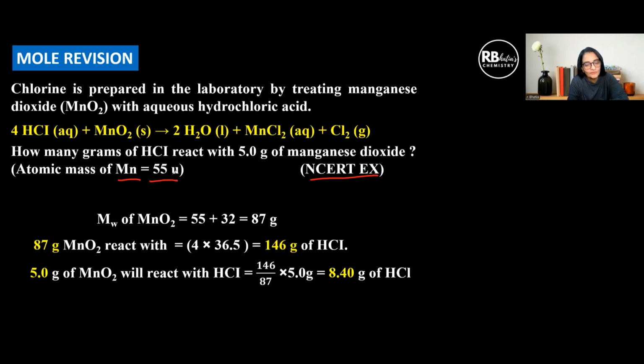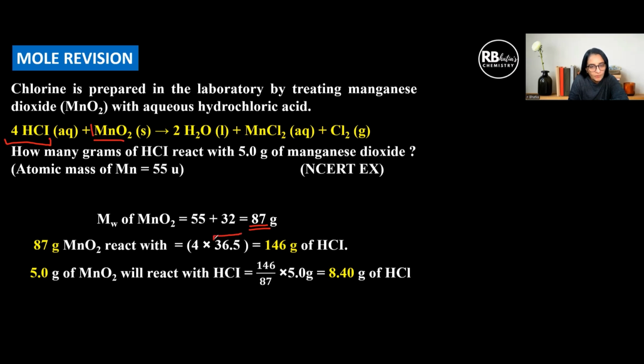So just recalling the points we have done in the last video, 55 u means we are talking about mass of one atom of manganese. So molecular weight of manganese dioxide is 87 gram, and this is gram molecular weight since it's mentioned in gram, and this stands for Avogadro number of molecules of manganese dioxide, just helping you recall what we did in the last video. So according to this equation, 1 mole of manganese dioxide, which means 87 gram of manganese dioxide, is reacting with 4 mole of HCl.